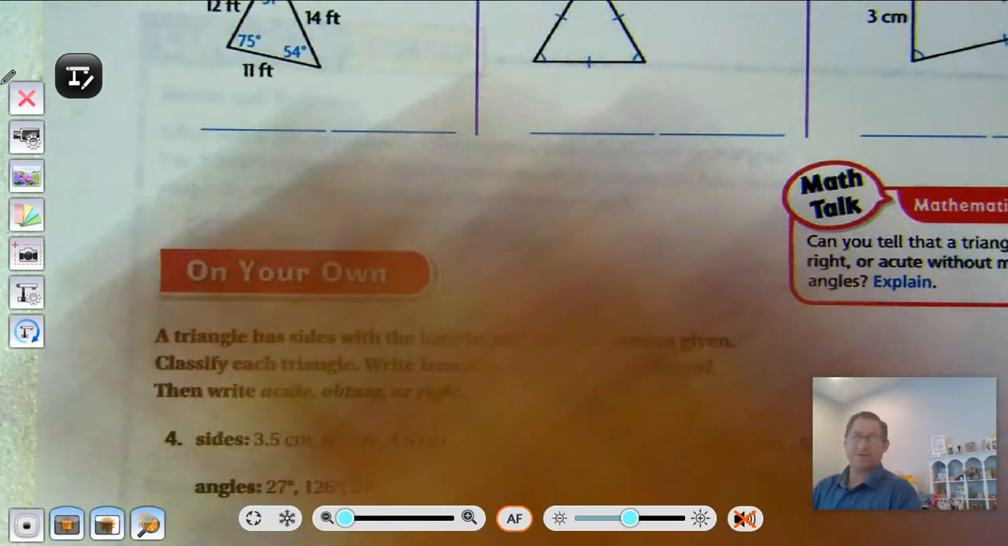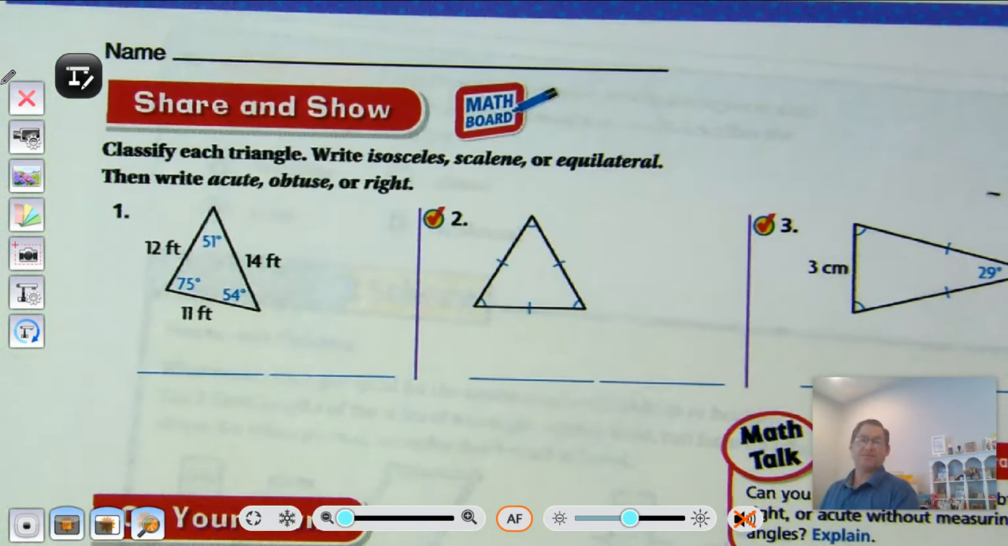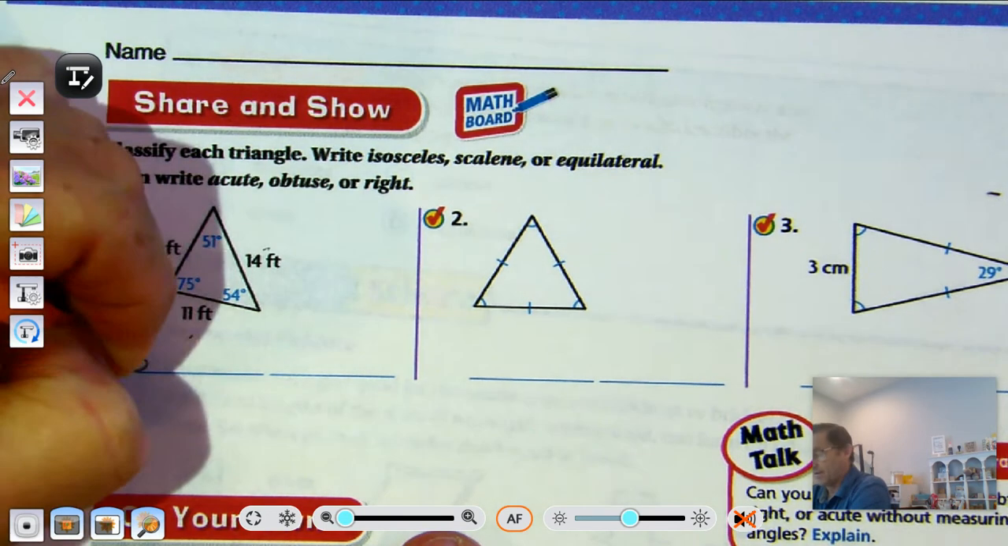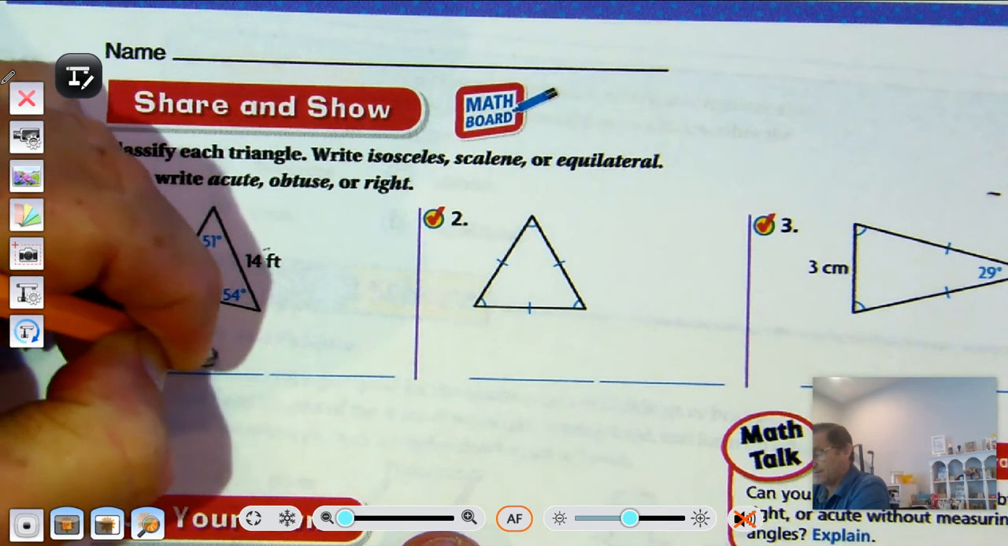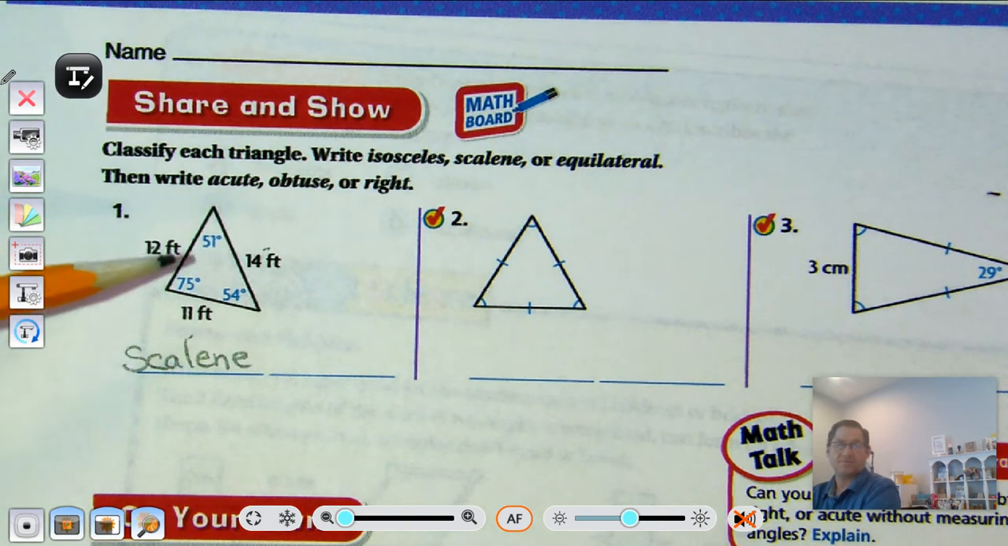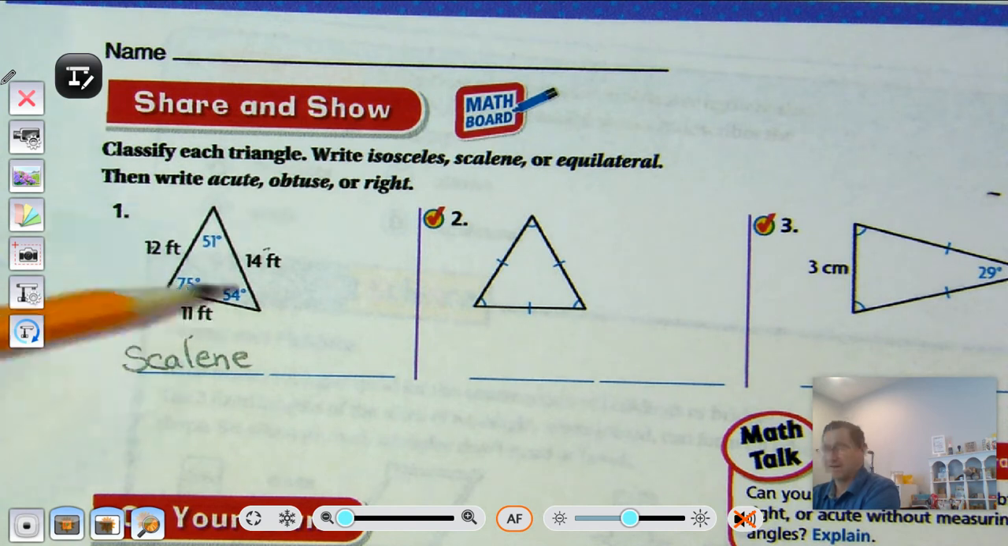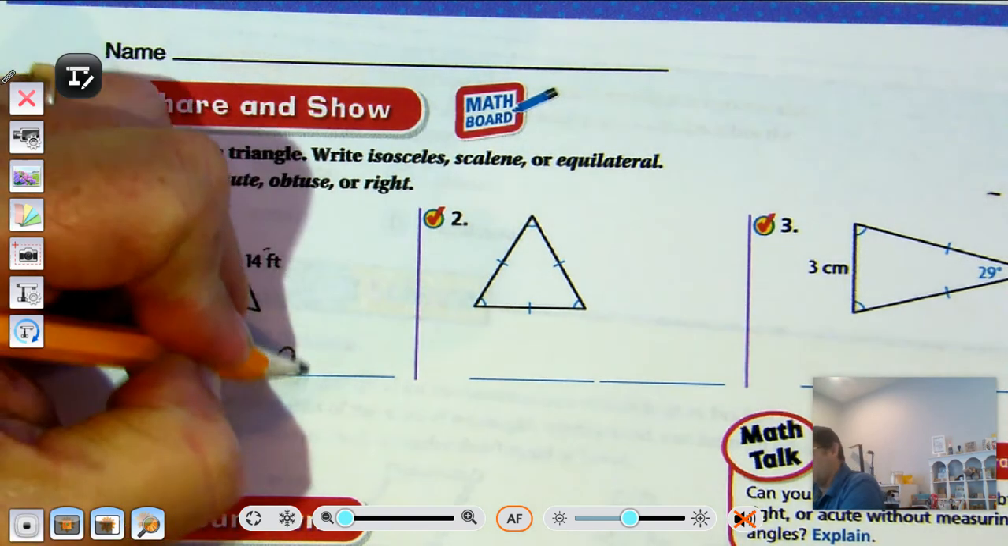Number 1, page 471. Classify each triangle, write isosceles, scalene, or equilateral. Then write acute, obtuse, or right. All right, well, first thing I notice is that all three sides are different. So I know it has to be scalene. And then the measurement of the angles, that's less than 90, 90, less than 90. So acute.